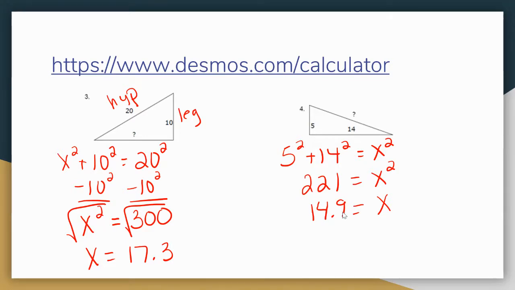Alrighty, so that is what you're doing on tomorrow's practice in a nutshell. Just practicing your leg squared plus leg squared and making sure that that equals that hypotenuse squared. If you have any questions, message me.